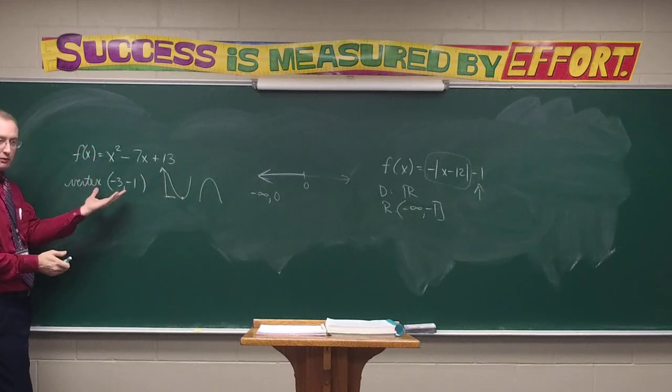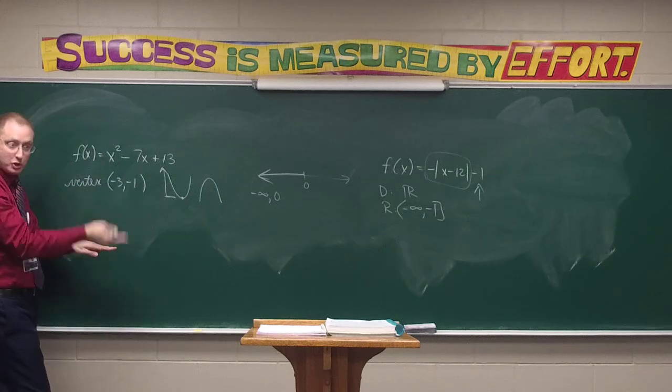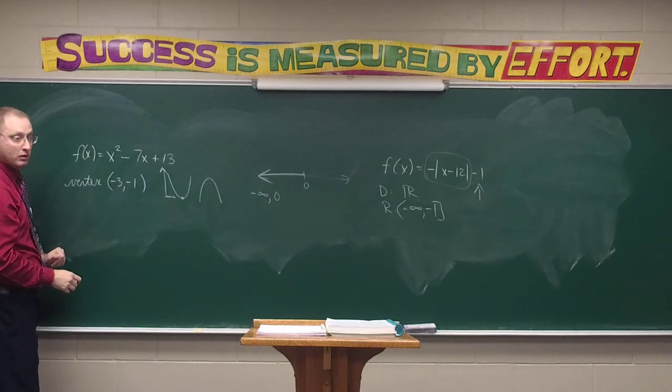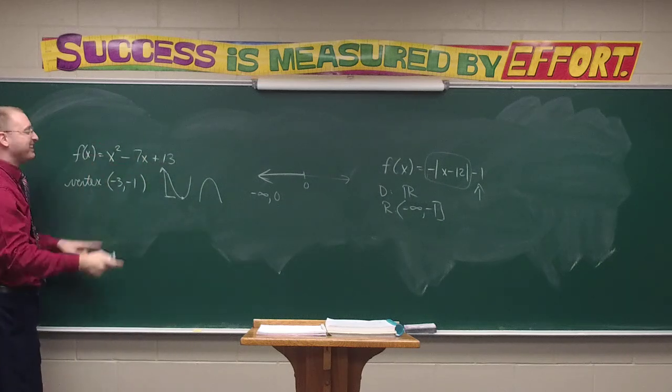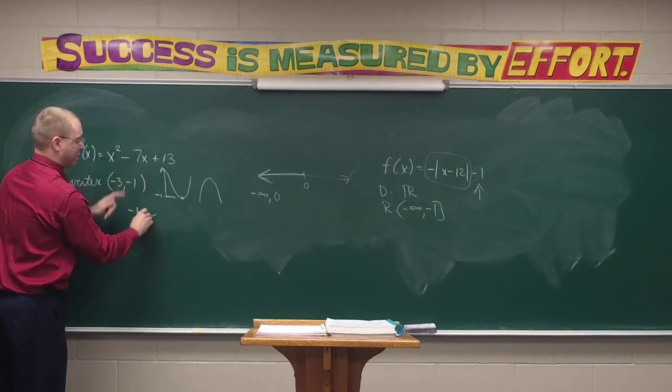Well, I've told you it's negative 3, negative 1. But since we're looking at the y, the f of x, the range, which number matters? Negative 3. Okay, it's the y. We're looking at vertical. So negative 1. We're going to say negative 1 is this y value all the way up to infinity.